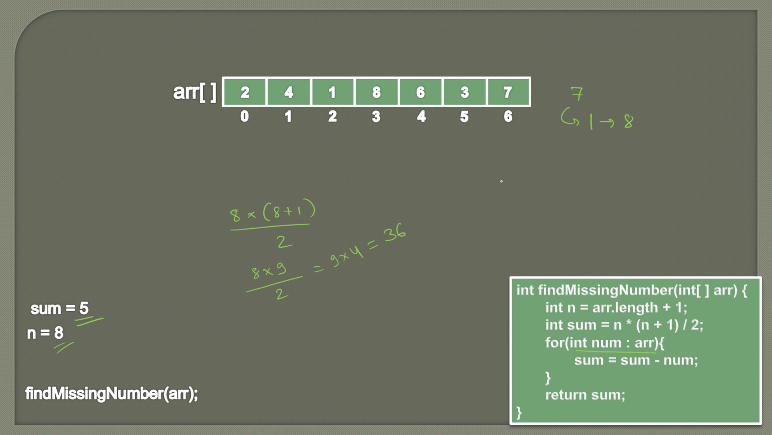So this question is frequently asked in the coding interviews. And if you come up with this formula, n into n plus 1 by 2, which is sum of first n natural numbers, then you can easily figure out what's the missing number.